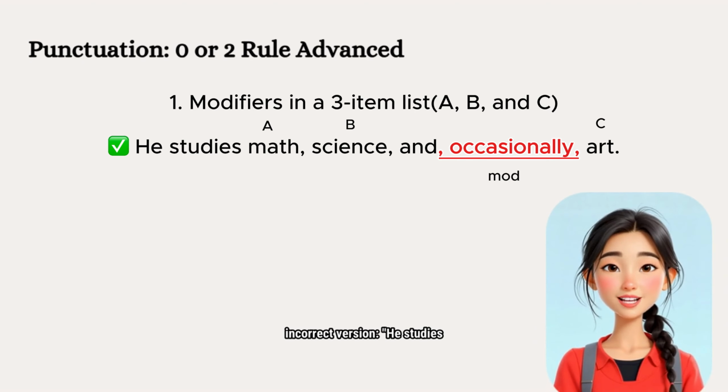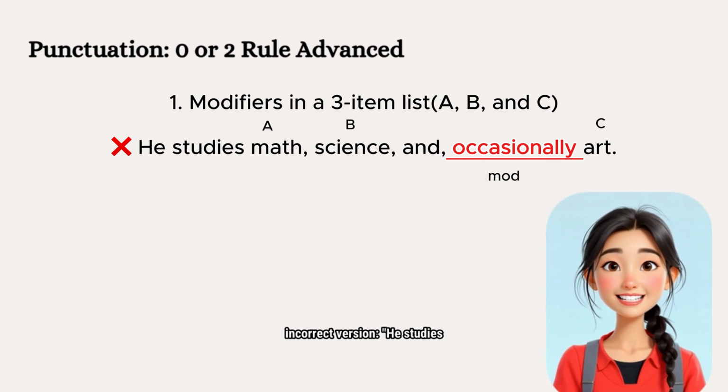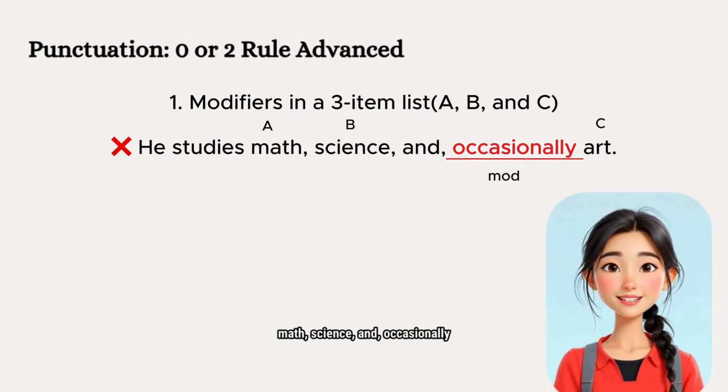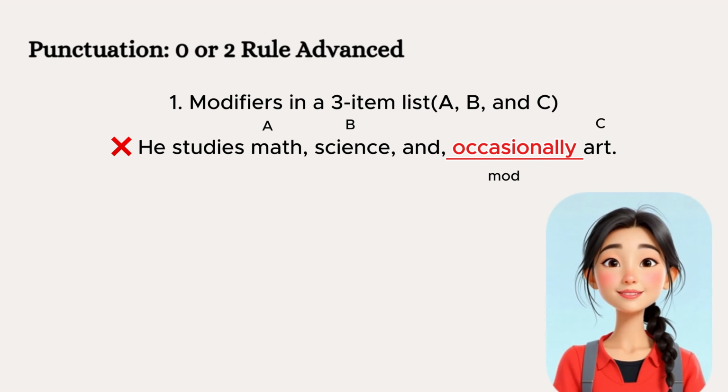Take a look at this incorrect version. He studies math, science, and occasionally art. Because there is a comma before occasionally, but not after it, the sentence violates the 0 or 2 rule advanced.